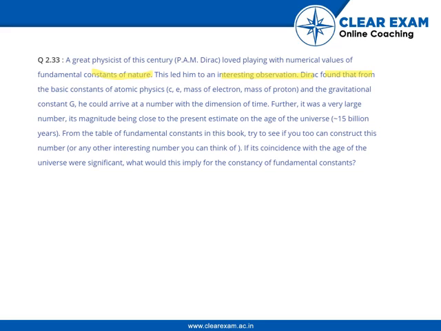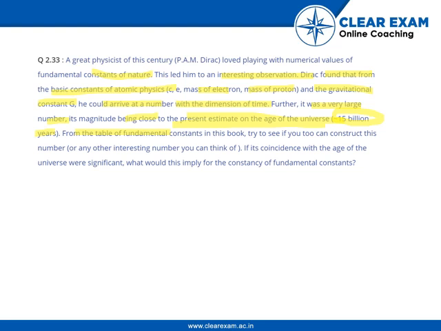Dirac found that from the basic constants of atomic physics, c, e, mass of electron, mass of proton, and the gravitational constant, he could arrive at a number with the dimension of time. Further, it was a very large number, its magnitude being close to the present estimate of the age of the universe, that is 15 billion years.